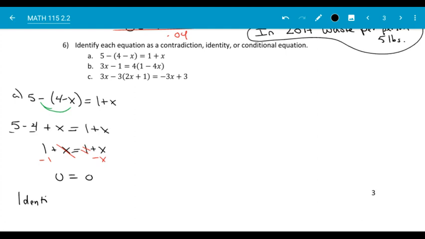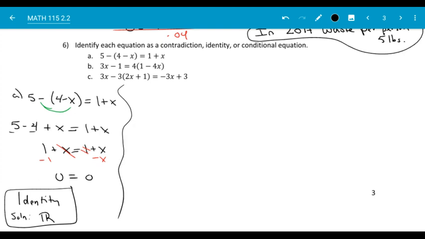solution set is all real numbers, which is an R with two verticals on the R. So it's an identity, which means your solution set is all real numbers. Pick any X that you feel like, you plug it into that equation, it will come back as a true statement. It doesn't matter what X value you pick, it's always true.